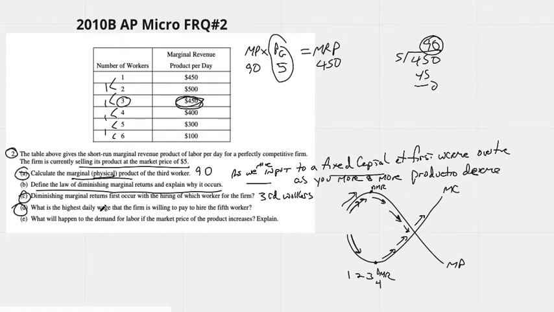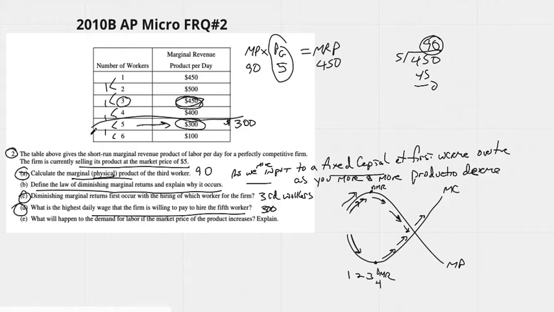What is the highest daily wage that the firm is willing to pay the 5th worker? Well, the 5th worker brings in $300. The way we understand this is that the marginal revenue product per day is the amount that the 5th worker brings into our company. Obviously, we would pay that worker no more than $300 a day, or we would be losing money. So the highest daily wage would be 300.